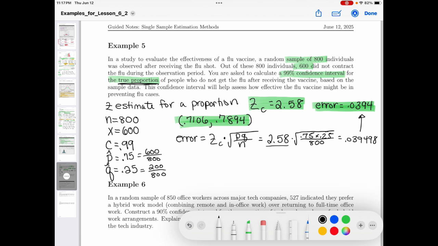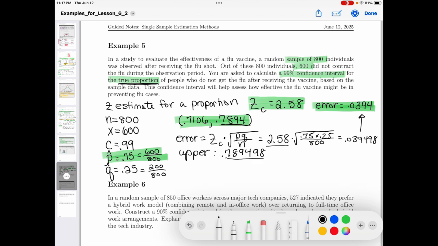All right, so if we take our point estimate, remember for proportions, the point estimate is the sample proportion for success. So that is our p-hat. So that's our 0.75. So we're going to take our point estimate, which is 0.75. We're going to add the error, which is 0.039498. When we add it, we get an upper bound of 0.789498. That is really close to what we got on GeoGebra. A little bit off because of rounding.